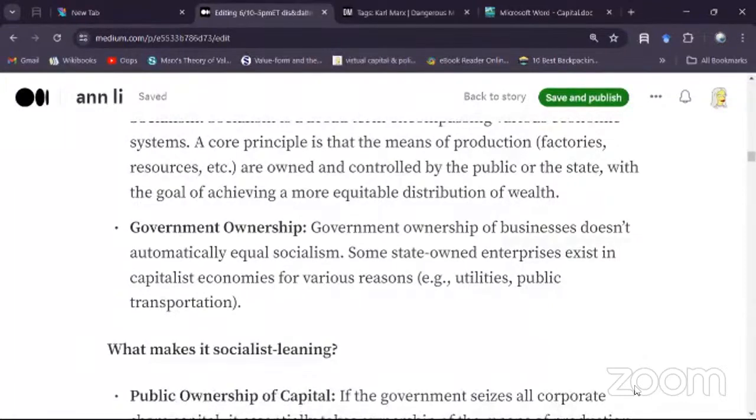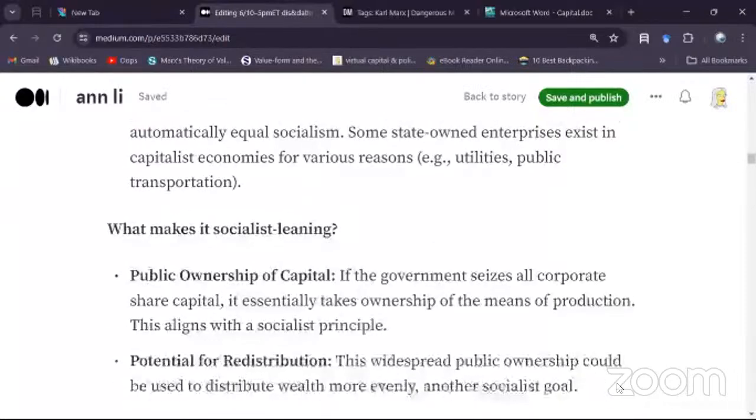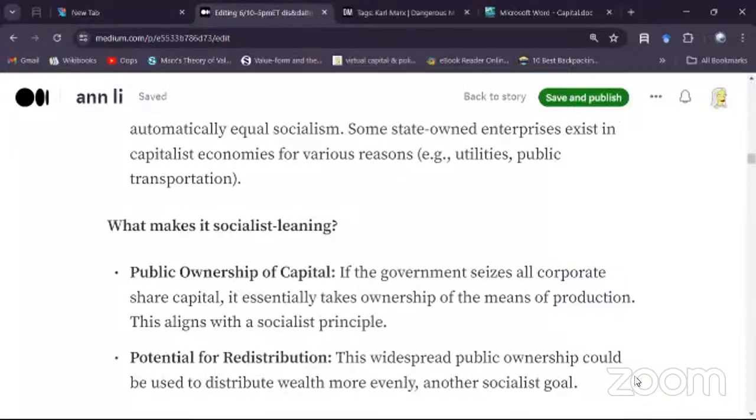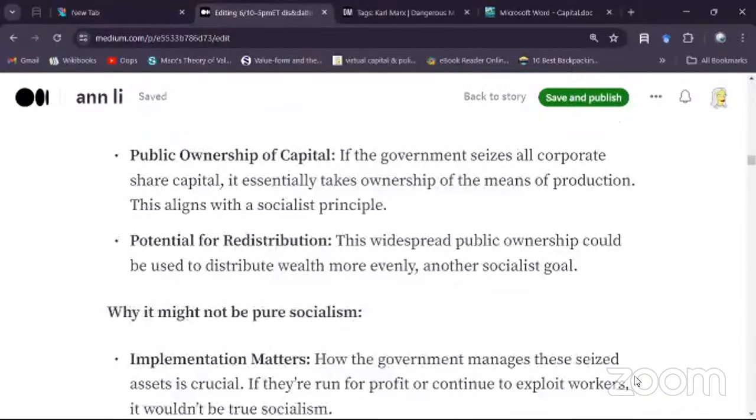Now, what makes it socialist-leaning? It is this question of public ownership we were just talking about. The government seizes all corporate share capital, essentially takes ownership of the means of production. This aligns with the socialist principle. Potential for redistribution: this widespread public ownership could be used to distribute wealth more evenly, another socialist goal. Why it might not be pure socialism.